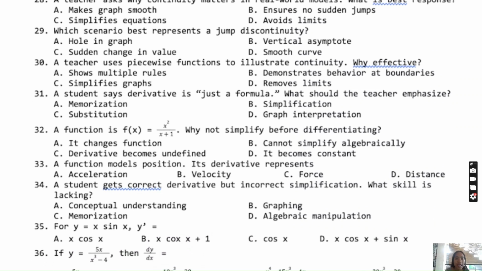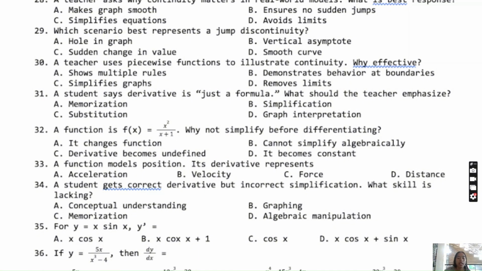So number 28. A teacher asks why continuity matters in real world models. What is the best response? So the answer is letter B. No sudden jumps, because continuity means smooth change without abrupt breaks. So in real life models, sudden jumps are often unrealistic. So that is why our answer is letter B.